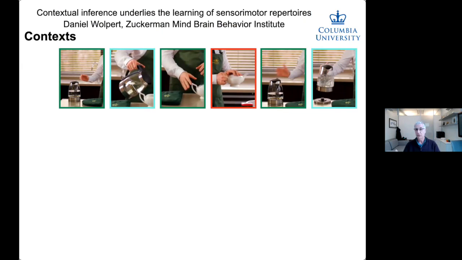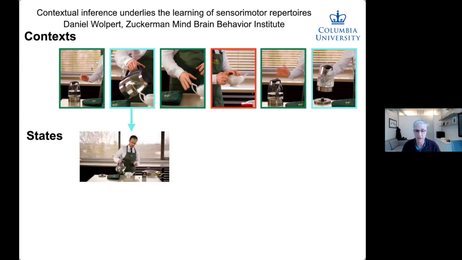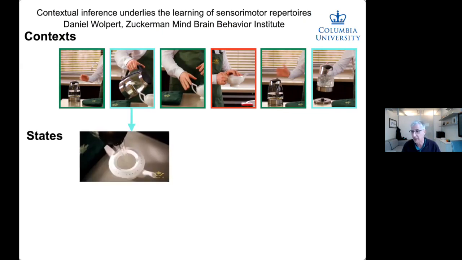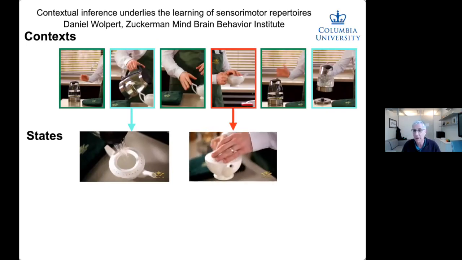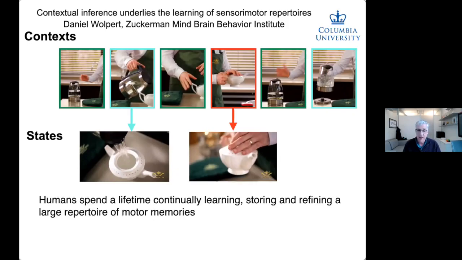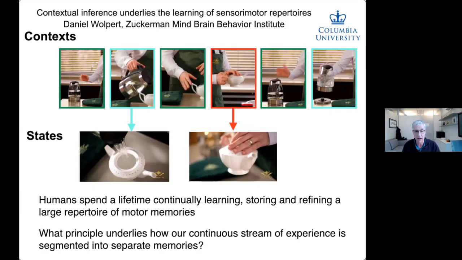Within these contexts, we can think of states as well changing. So as you pour the water out of the kettle, it changes the properties of the kettle in your interaction. And similarly, as you swish that teapot around, it changes the dynamics. And so humans spend a lifetime continually learning, storing, and refining a large repertoire of motor memories. So, we have to form many skills over our lifetime.